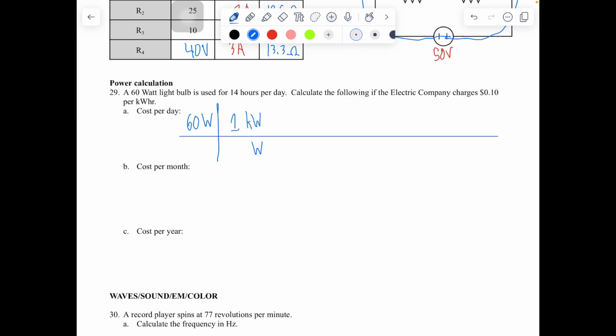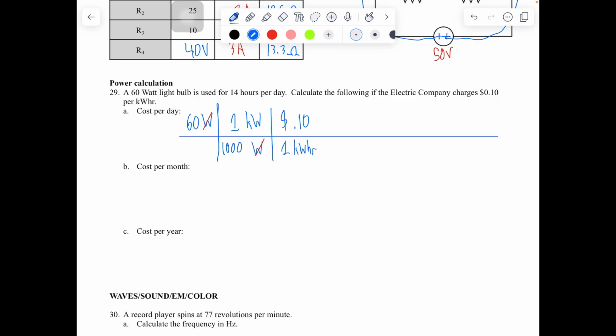1 kilowatt is 1,000 watts. Since we have watts and watts, these will cancel. We can even draw this in. Now we're in units of kilowatts. We want, again, cost per day. Let's keep going. After we do this kilowatt conversion, we're going to add in dollars per 1 kilowatt hour.